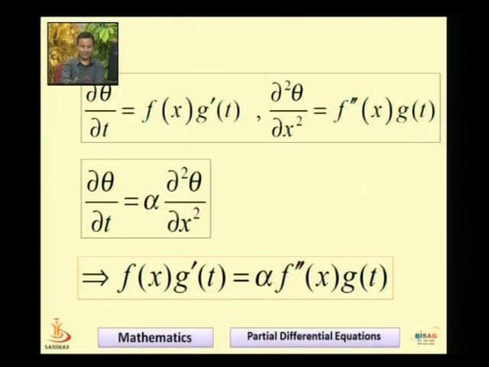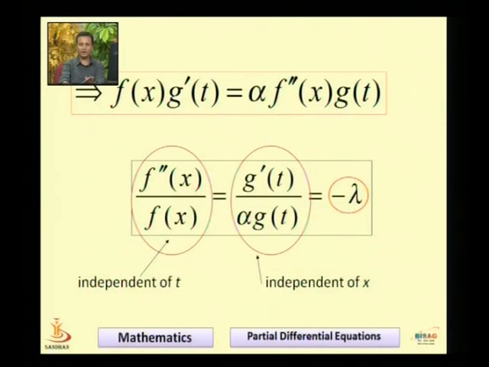Now we can separate the variables. So f x into g dash t is equal to alpha into f double dash x into g t. We can write this as f double dash x upon f x. We collect the functions of x and derivatives with respect to x on one side, and on the other side the derivative with respect to t and the function of t. So it is f double dash x upon f x, that will be equal to g dash t upon alpha into g t. And you can see the left hand side is a function of x only, the right hand side is a function of t only.